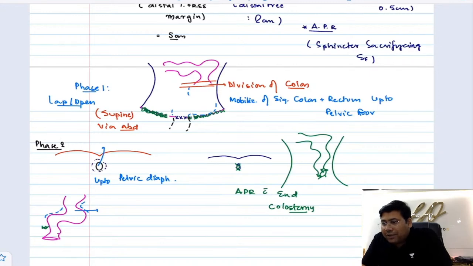Sir, can we use the cauterization term here? No, bache, cauterization nahi karoge. Since you are mobilizing the left colon, it is a metzenbaum. On the right colon, that's a Kittner. Cauterization is not used.